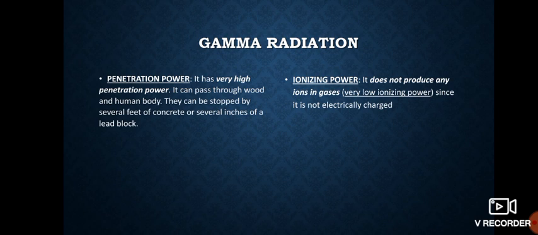I will explain the reason why we are saying very low. In most books, they'll say it does not produce any ions in gases. It does produce ions in gases, but if you compare the ability of gamma radiation to produce ions in gases to beta and alpha, the ionizing power of gamma is very low compared to the first two. And the reason is because it is not electrically charged. Gamma radiation has a charge of 0.